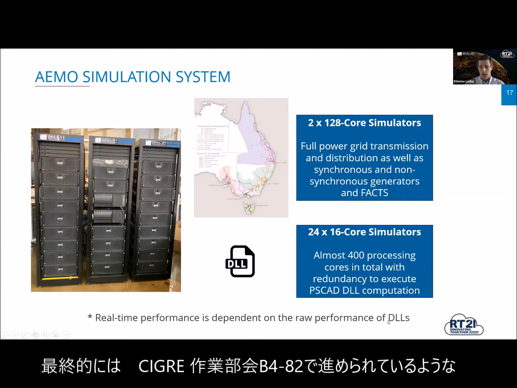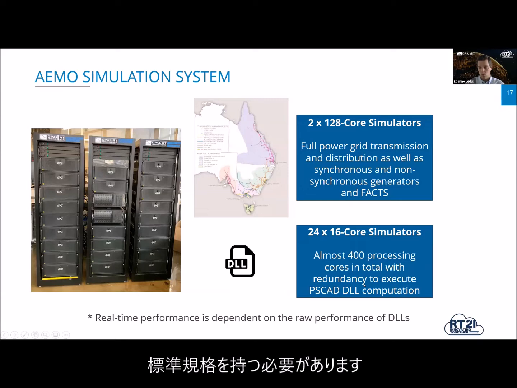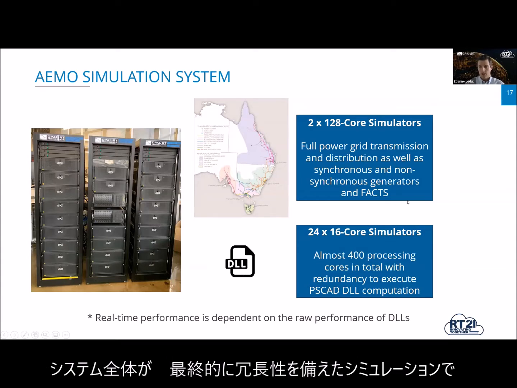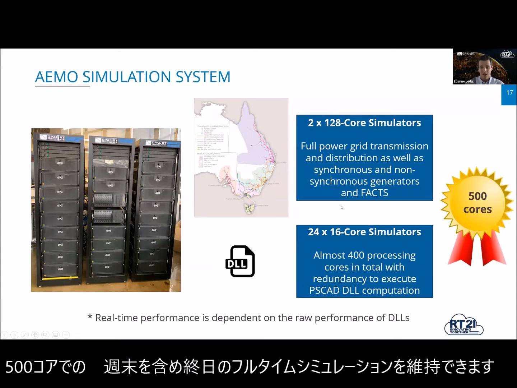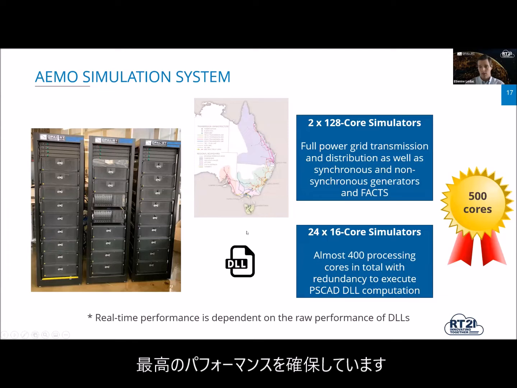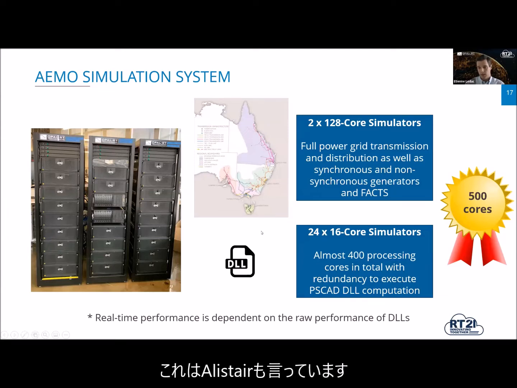This is also where we see that eventually we would need a standard, like a CIGRE working group B4.82, to define the best practices to develop DLLs to achieve the best performance for co-simulation. This entire system will then, in the end, show a whopping 500 cores in the same simulation, with redundancy, to be able to maintain full-time simulation all day, all night, all weekends, to ensure the best performance possible, to reduce the time to market of new connections as described by Alistair.